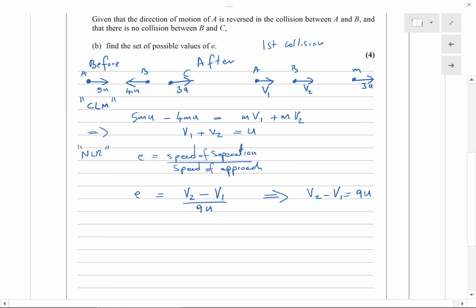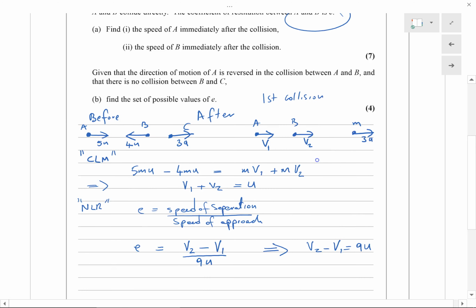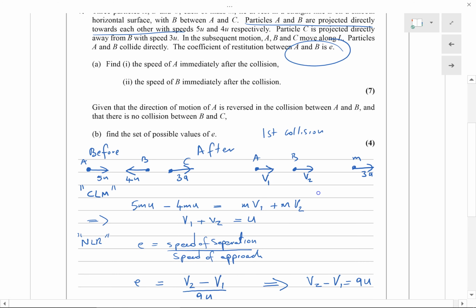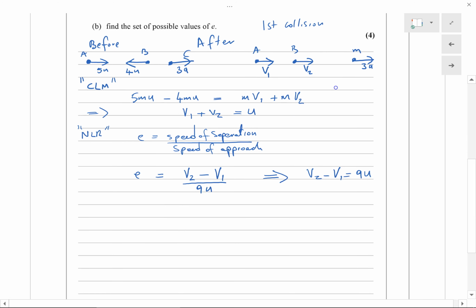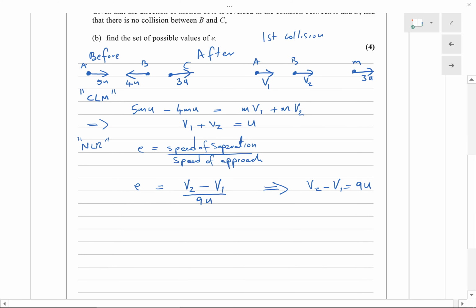Okay, and what's the question asking for? It says find the speed of A immediately, so it's just finding the speeds of A and B. So it's quite a nice question, really, quite standard for the last question. We've seen harder stuff earlier on in the paper.